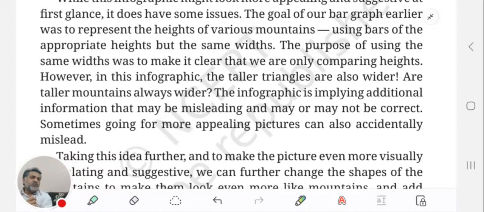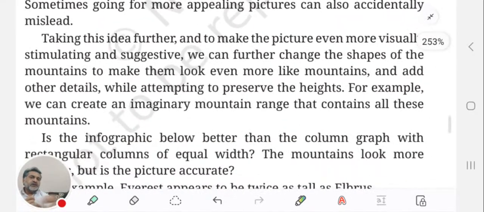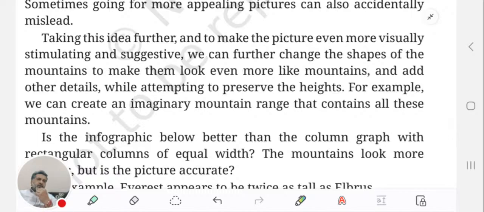Sometimes going for a more appealing picture can also accidentally mislead. Taking this idea further, to make the picture even more visually stimulating and suggestive, we can change the shape of the mountains to make them look even more like mountains and add other details while attempting to preserve the height. For example, we can create an imaginary mountain range that contains all these mountains.